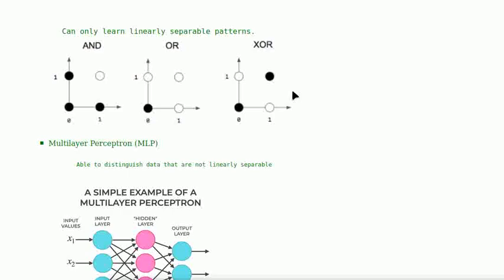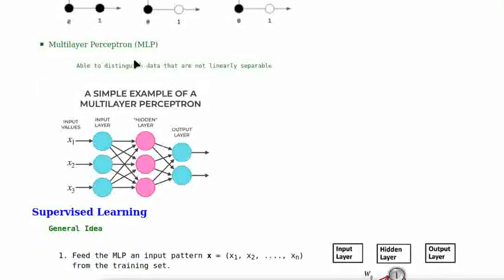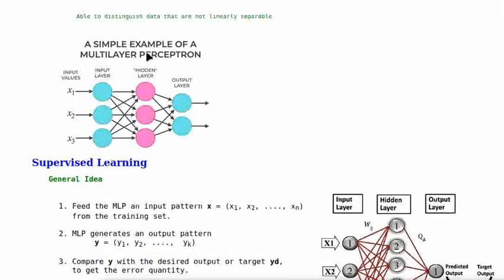To learn nonlinear patterns like XOR, we need a multi-layer perceptron, MLP. An MLP can distinguish data that is not linearly separable. A typical MLP consists of an input layer, for example, with inputs x1, x2, x3. One or more hidden layers, each containing multiple neurons. An output layer, for example, with 2 neurons. Each neuron in one layer is connected to neurons in the next layer via adjustable weights, enabling the network to learn complex decision boundaries.